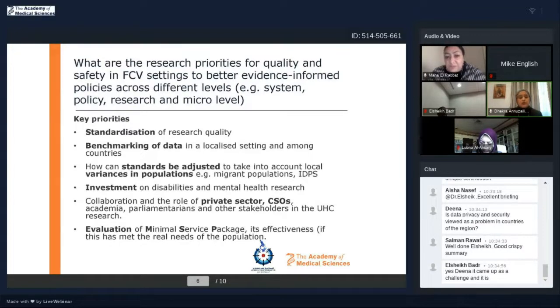by providing sophisticated equipment and measures. Those are also very, very important. Parliamentarians and other stakeholders in the new HE. Evaluation of the minimal service package is also very important, driven by WHO, but its effectiveness needs to be examined. Next, please.